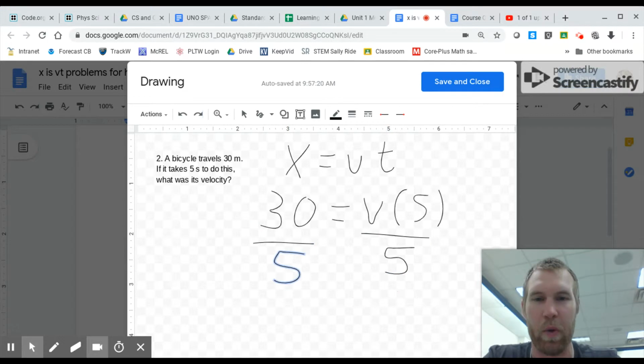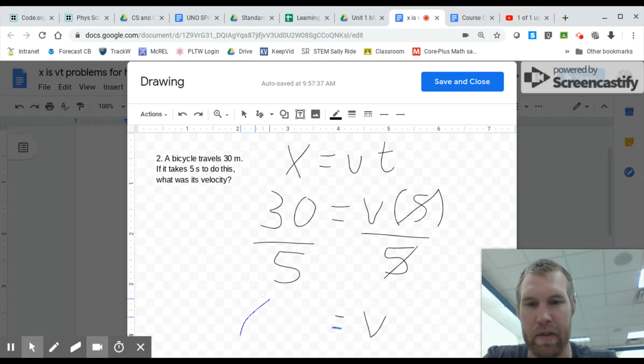Our answer, of course, on the left side, 30 divided by 5, is 6, which makes sense because we know that 6 times 5 equals 30. On the right side, we have 5 divided by itself, so we're left with just the velocity v. The answer is v, our velocity, equals 6. And we'll label that meters per second.